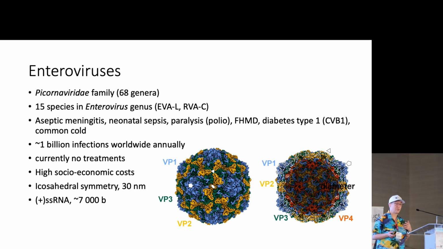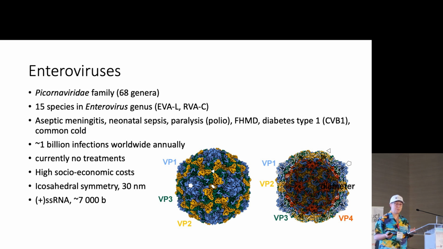So I'm going to talk to you about enteroviruses. These are small RNA viruses which cause all sorts of lovely diseases like coughing and spitting and meningitis, sepsis, paralysis. And also we have a consortium working on those coronaviruses which are now known to cause type 1 diabetes. So there are a lot of infections annually, and currently we don't have treatments and we have very, very few vaccines for these viruses. So they have a high social economic cost.